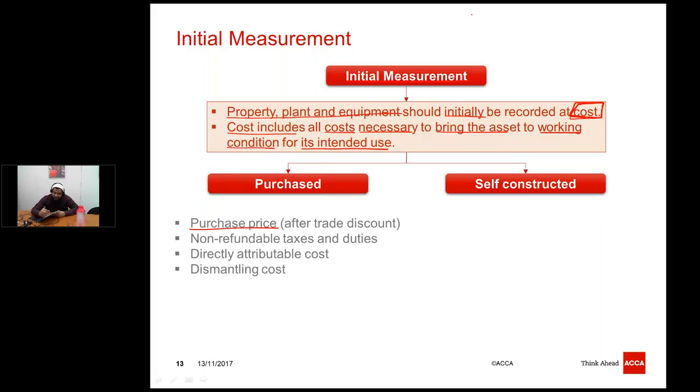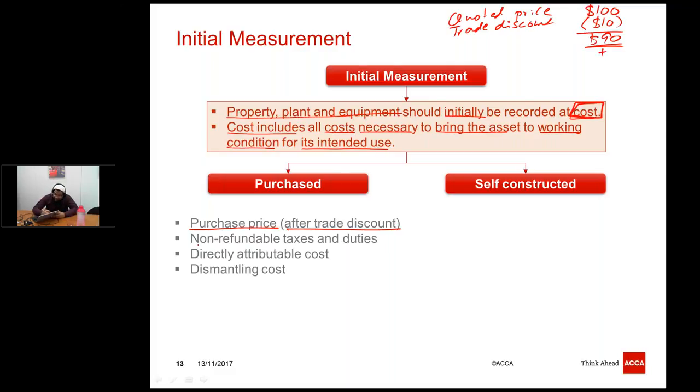For example, if the listed price is $100 and I get a trade discount of, let's say, $10, the price is actually $90. So the price that we are going to capitalize is not 100, we are going to capitalize 90, the price after the trade discount.